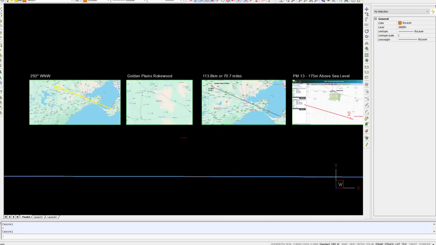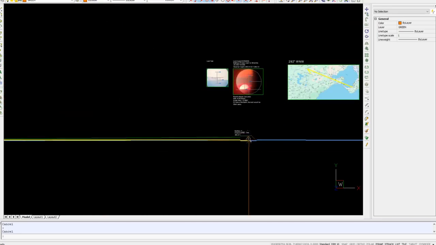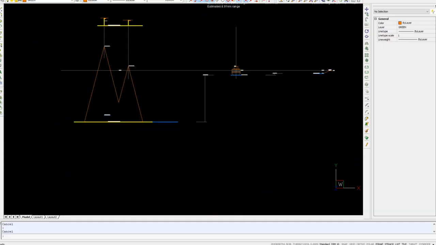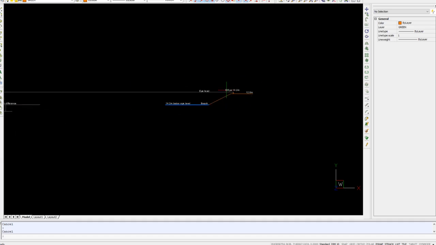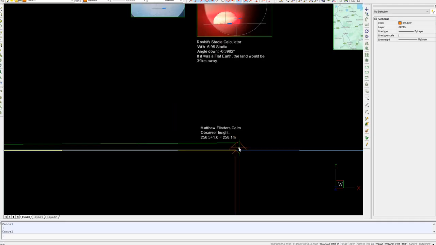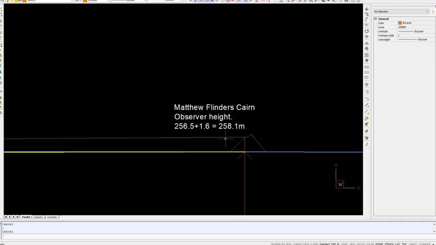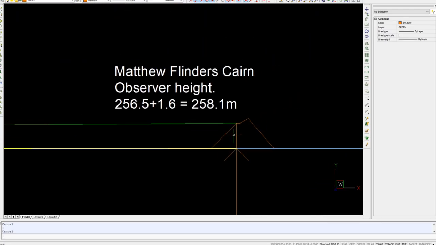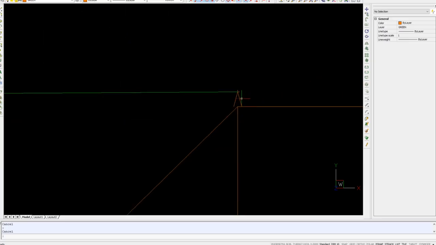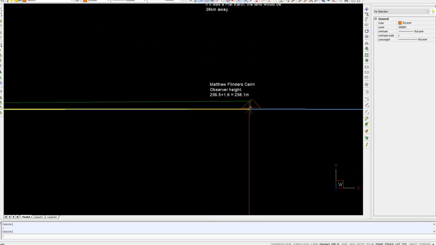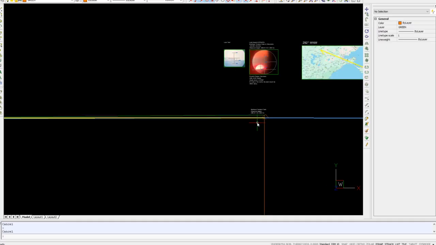So I thought, okay, I'm going to get all those data points. And so I quickly drew this in, just like I drew this one over here the other day. I did a mountain, with an observer height of 258 metres. The green line is the view line, the yellow line is the flat earth line, and the orange is the mountain. And as you can see, I've got a little man up here, so that's me basically looking through the viewport, right? So that's Matthew Flinders' cairn at the top of that mountain.